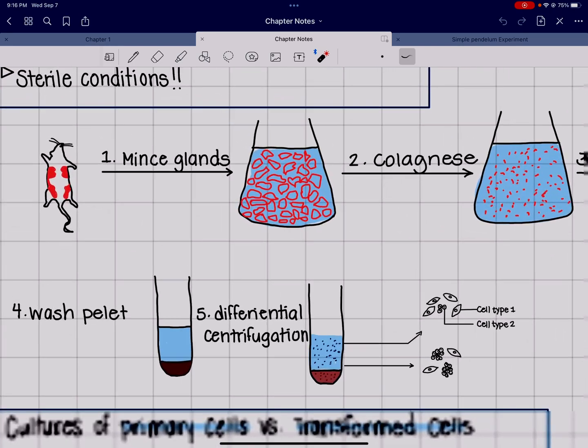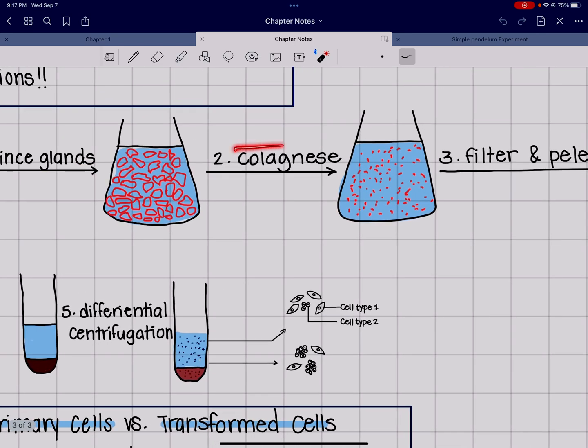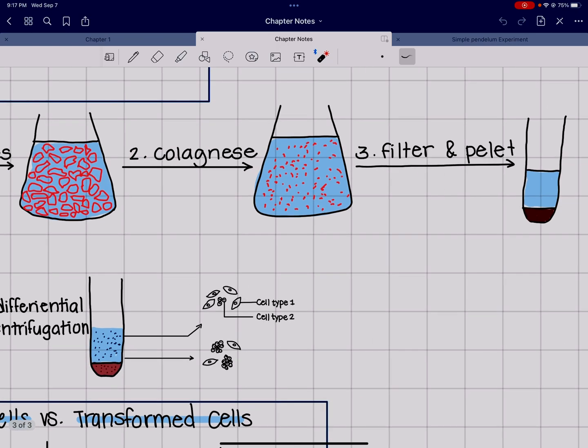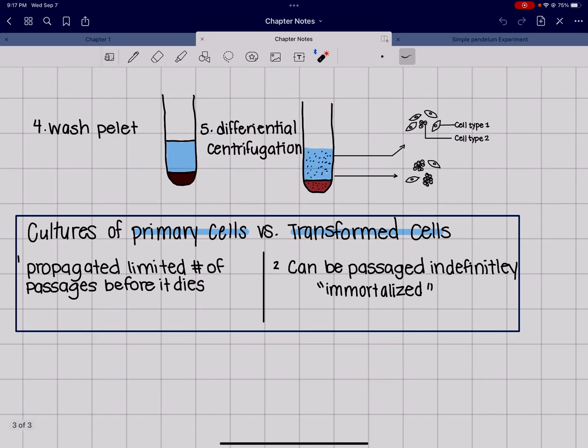The process is, first of all, we will mince the glands of our tissue or animal culture. Then we will add the enzyme collagenase. Finally, we will filter and grab the pellet. There's also an option to further separate these cells with differential centrifugation. There are differences between the cultures of primary cells versus transformed cells.